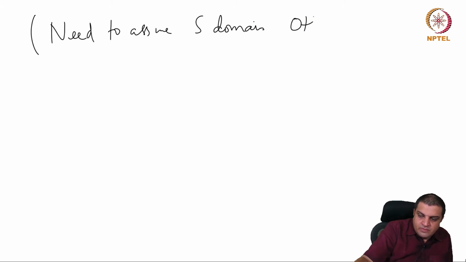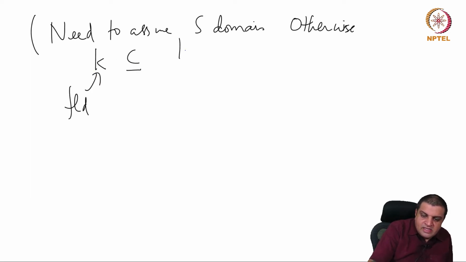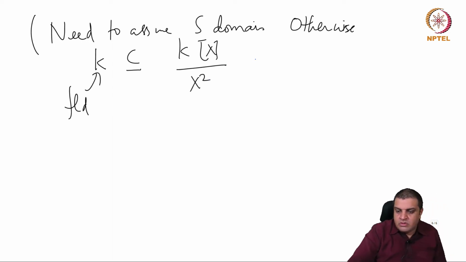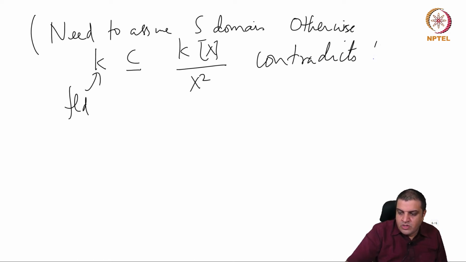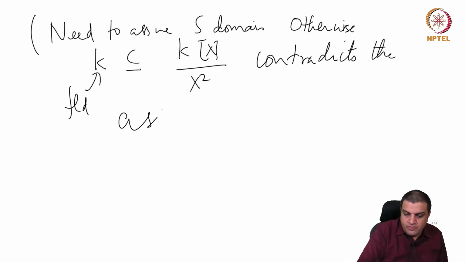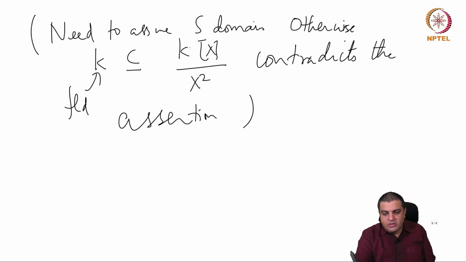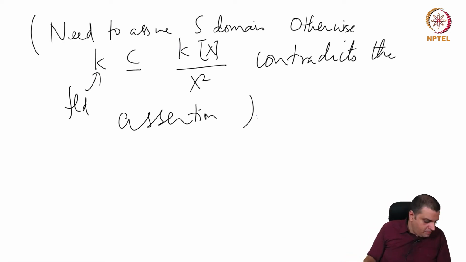Otherwise, take K, a field sitting inside K[x]/(x squared). This contradicts the assertion. R is inside S, and x is integral over it, it's even nilpotent. But K is a field, while K[x]/(x squared) is not a field. The reason is that we didn't assume it's a domain.